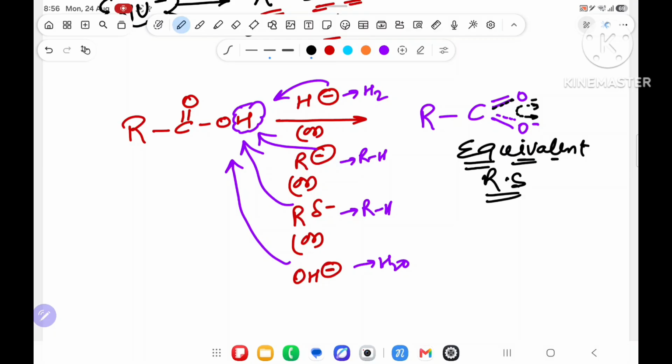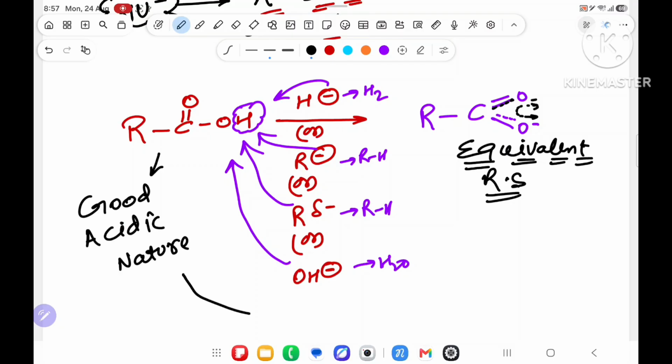And an equivalent resonating structure gives very good acidic strength. If after removing hydrogen any compound gives an equivalent resonating structure, it means that compound has a good acidic nature. Why? Because after giving H plus, it forms the equivalent resonating structure, so it is a very good acidic nature. So over here, if there is a possibility, it will first try to do the acid-base reaction. If there is no possibility, then it will not try to do the acid-base reaction.